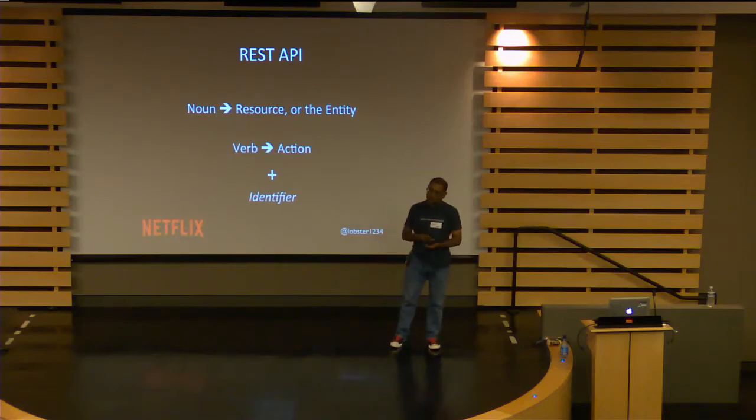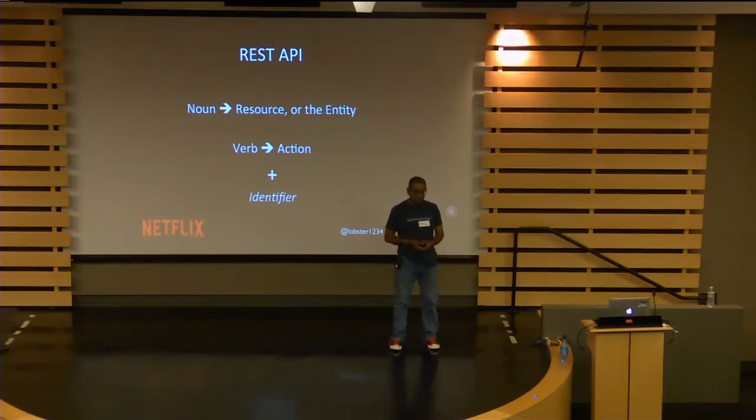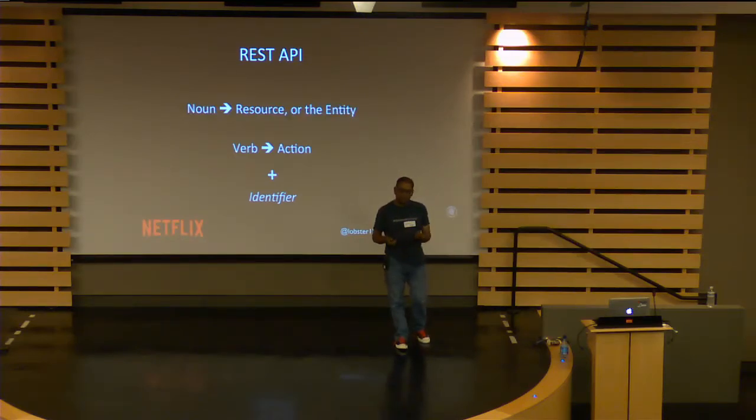And since REST depends on HTTP, you are dealing with essentially two things. You are dealing with nouns, and nouns are resources or entities. And then you have verbs, which are actions on those entities, and of course you have an identifier. So a lot of times when you read about REST online, a lot of people skip that little piece, which is the identifier.